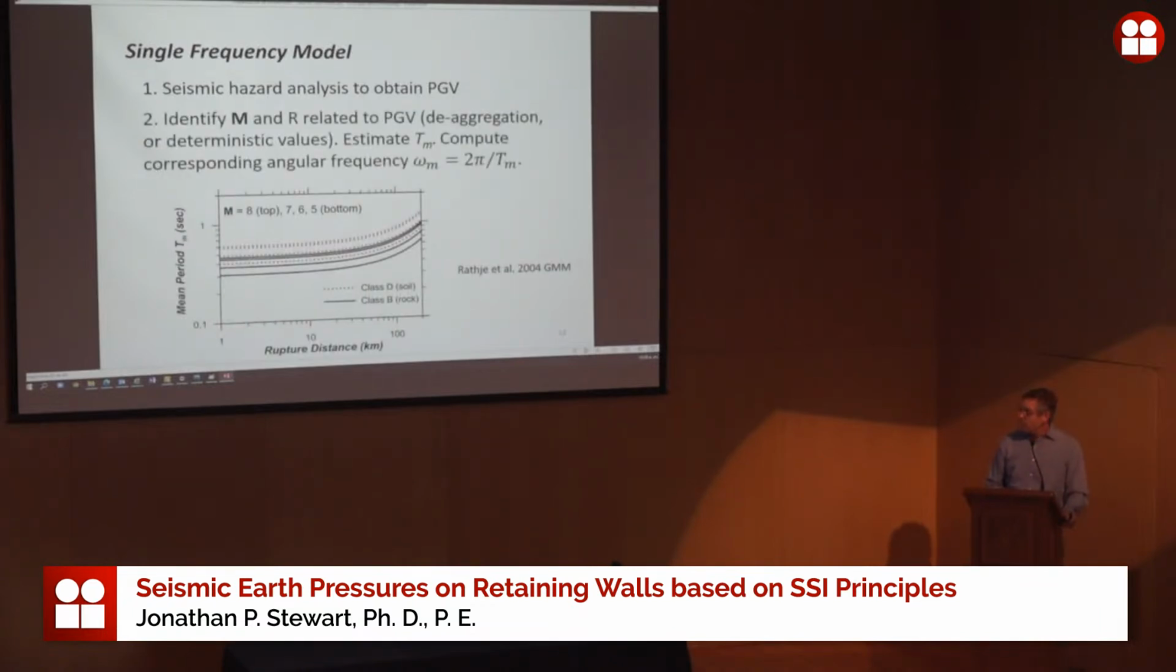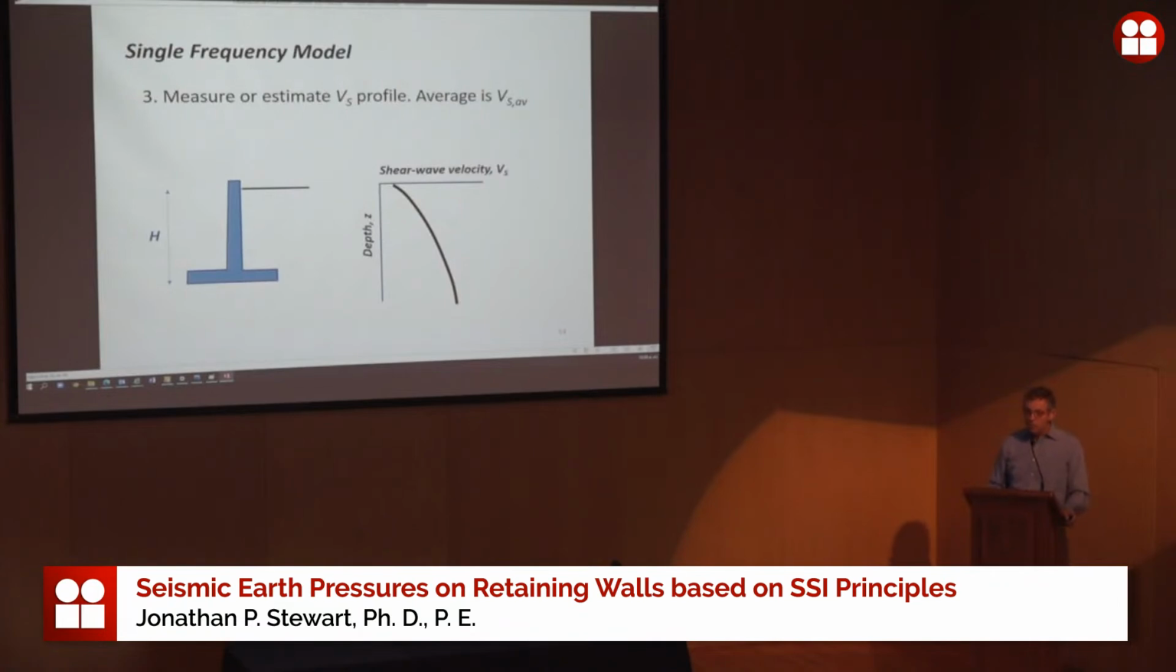Once we do a seismic hazard analysis, we do a deaggregation, we get a magnitude and a distance that go with that PGV, and then we use empirical relationships to get a central period that goes with that magnitude and distance. We call that TM. One such relationship was published by Ellen Rathje and her colleagues, which is shown here. So for example, at 50 kilometers for a soil site, you'll have something like 0.7 seconds mean period.